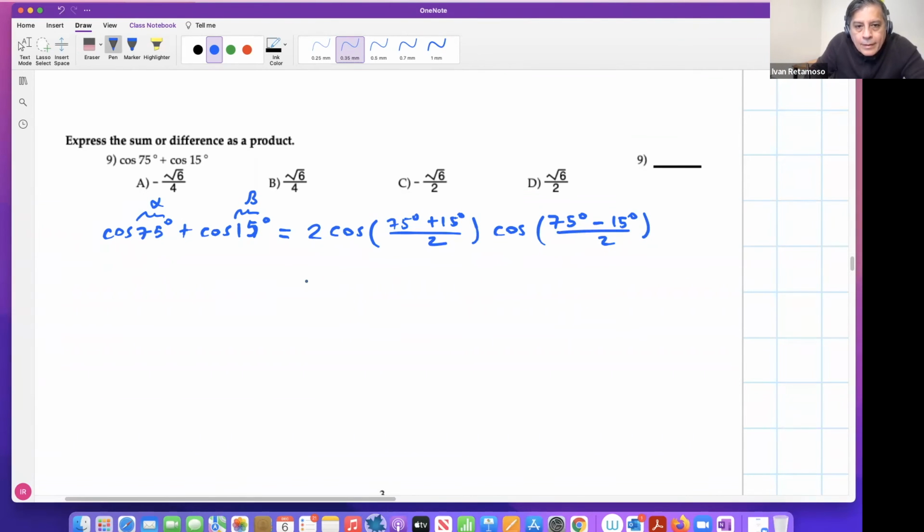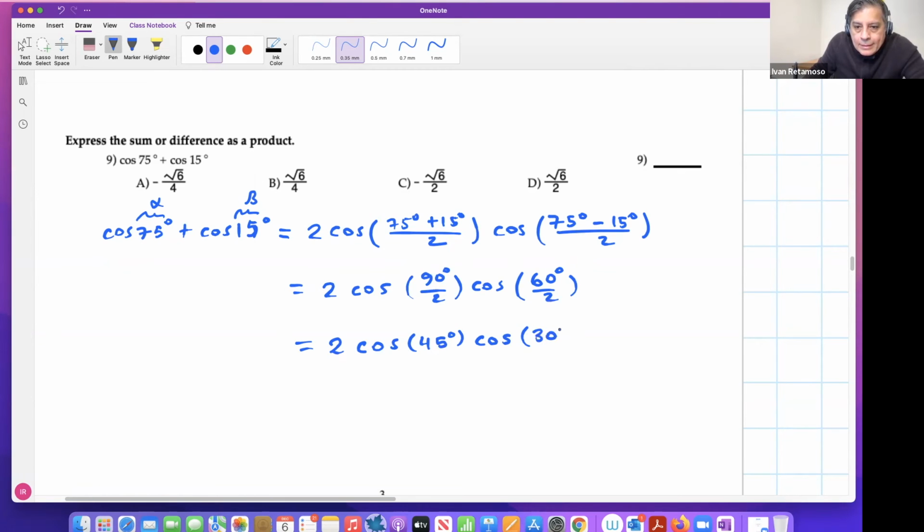But this becomes cosine of 75 degrees plus 15 degrees is 90 degrees, right? 90 degrees over 2. Cosine of 75 degrees minus 15 degrees is 60 degrees divided by 2. This is equal to 2 cosine of 45 degrees, right? Multiplied by cosine of, which is 2 into 90, right? 2 into 60 is 30 degrees. Great, right? Almost done. Now, cosine of 45 degrees, remember from our unit circle, is just square root of 2 over 2, right?